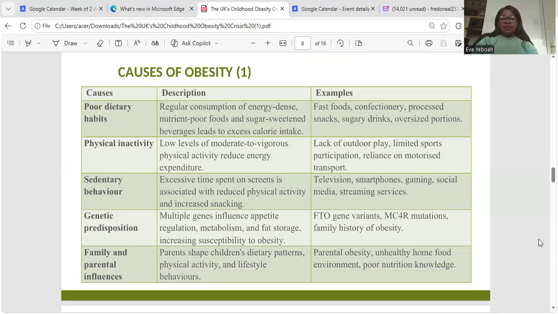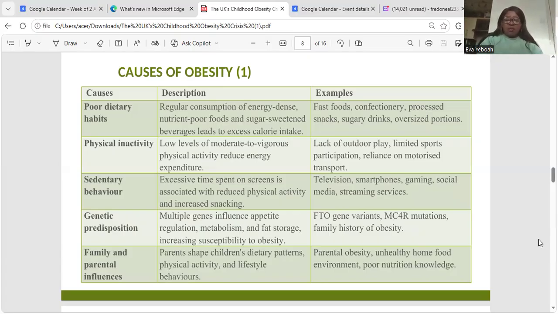Causes of obesity. Cause: poor dietary habits. It explains that regular consumption of energy-dense, nutrient-poor food and sugar-sweetened beverages leads to excess calorie intake. The examples are fast foods, confectionery, processed snacks, sugary drinks, and oversized portions.